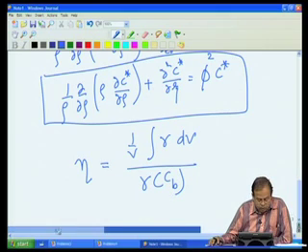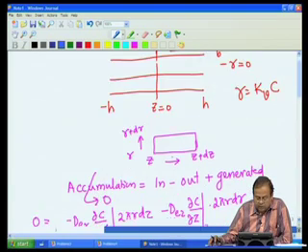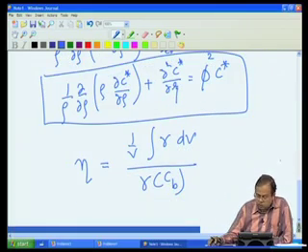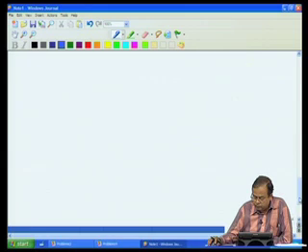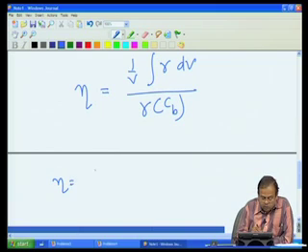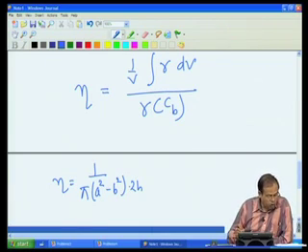Now, for a spherical catalyst, what is the volume? The volume is the difference between the volume of the outer cylinder minus the volume of the inner cylinder. So, what is that volume? That volume therefore is: volume of the outer cylinder, pi a square into 2h, minus pi b square into 2h. So, into 2h, that is my volume.